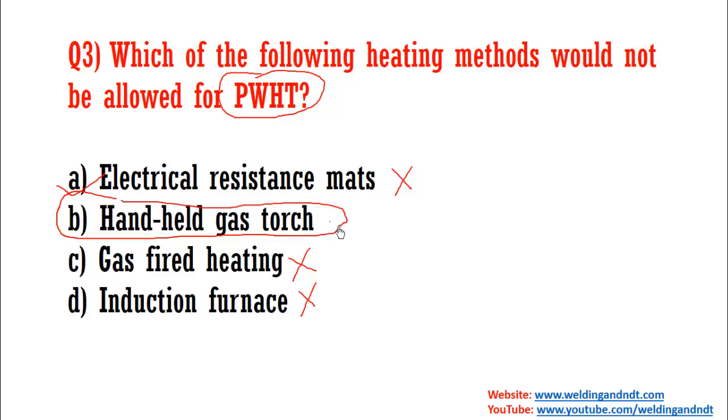Friends, a handheld gas torch can be used for post-heating, but it cannot be used for post-weld heat treatment. There is a difference between post-heating and post-weld heat treatment. Post-heating is done immediately after welding, whereas post-weld heat treatment is done several hours after welding. Hence, post-weld heat treatment is not done by handheld gas torch, and the correct answer will be B.